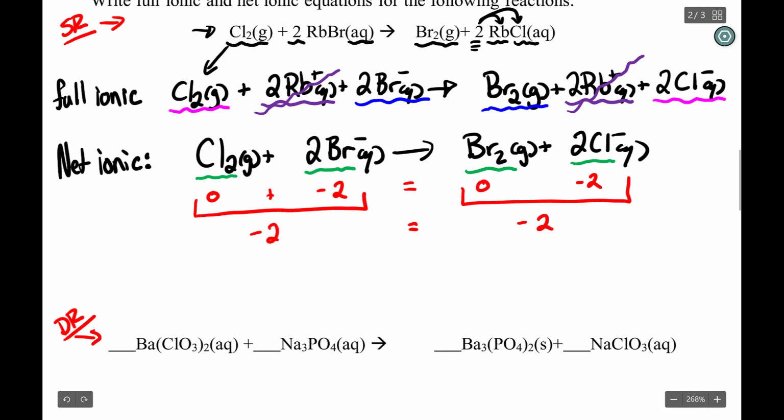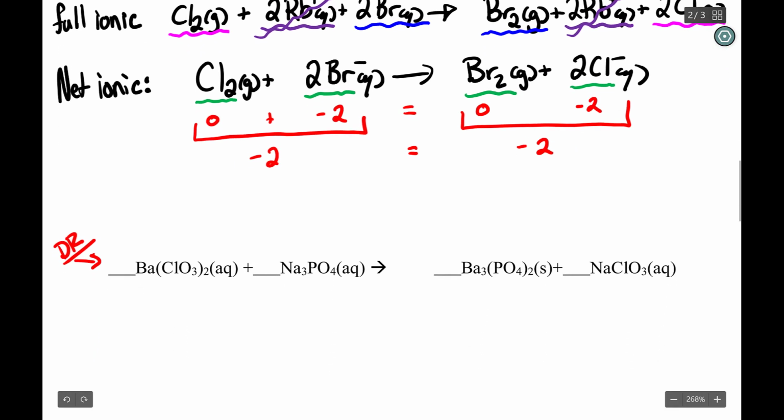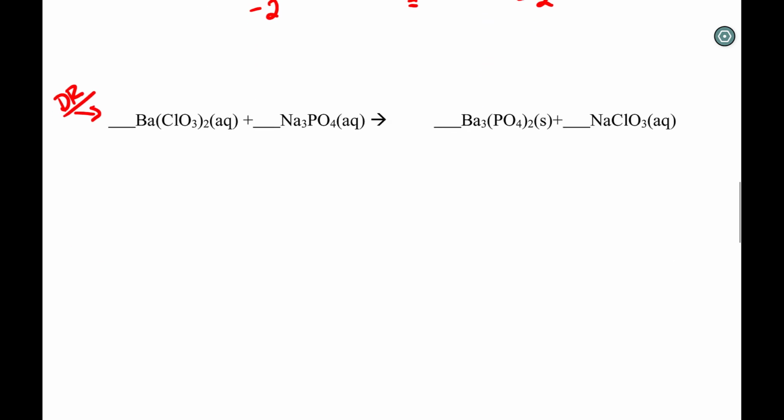Moving on to the next one, the double replacement reaction, I'm going to get you to start by just trying to balance this equation exactly the way it is. So the equation is complete, but we just have to balance it. Pause the video and try balancing it now. Okay, now that you've had a chance to try to balance it, let's balance it together.